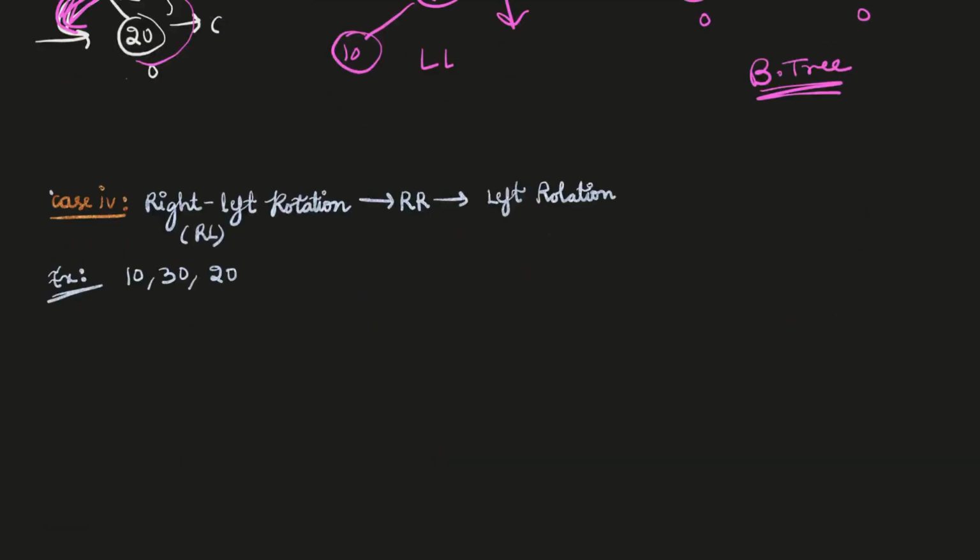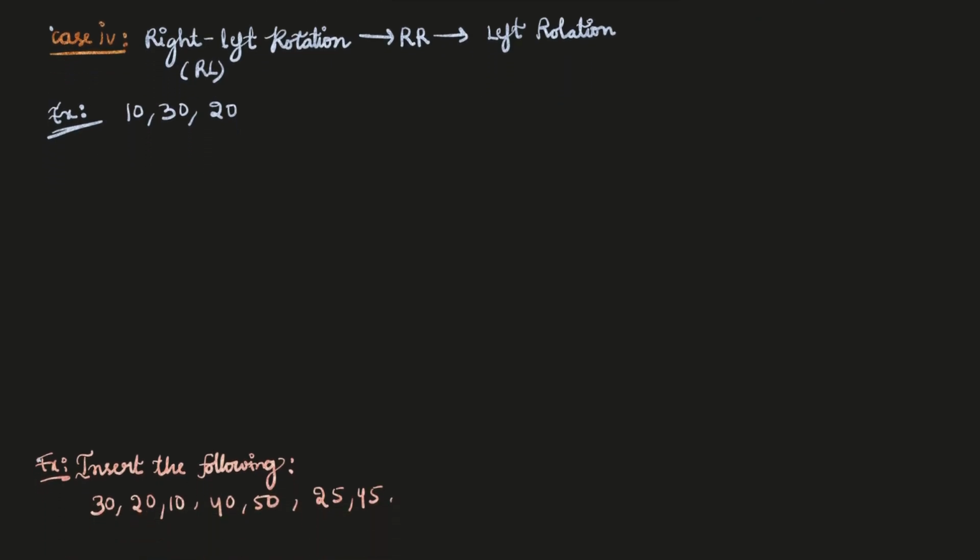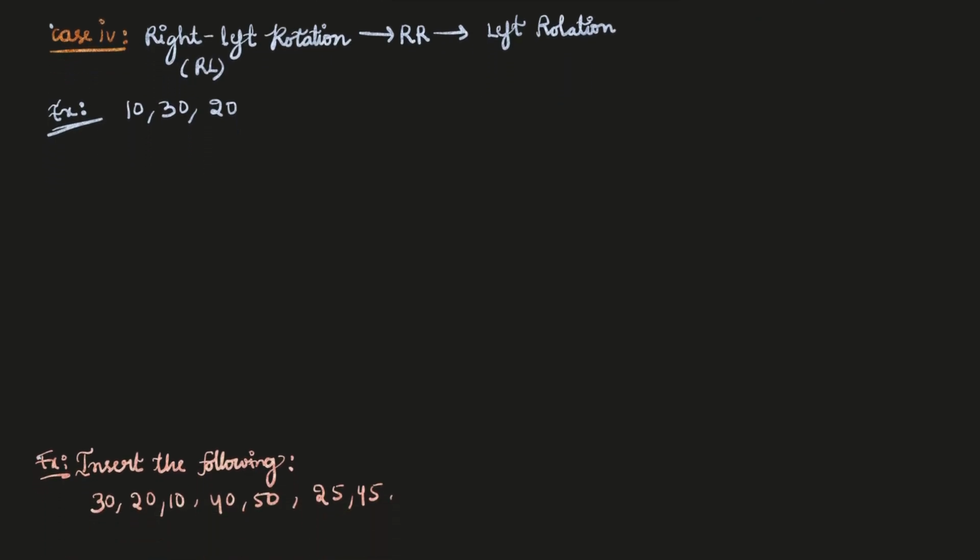Now coming to case 4, right left rotation. The same thing I would say: you can't directly solve an RL problem. So here also you take the first term. It's right. So you need to first convert it into a single term. That means you need to convert it into RR. After converting it into RR, you know how to solve the RR problem. You just have to do the left rotation. That's it. Now let's see how we apply it in the problem.